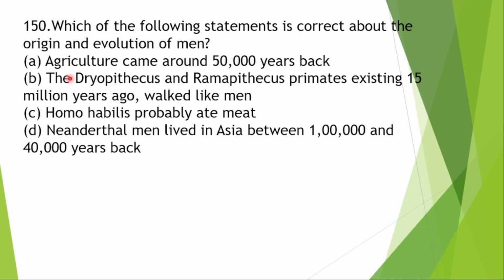150. Which of the following statements is correct about the origin and evolution of man? A. Agriculture came around 50,000 years back. It is incorrect because agriculture began approximately 10,000 years back. B. Dryopithecus and Ramapithecus primates exhibited 15 million years ago walked like men. It is incorrect because it's 50.